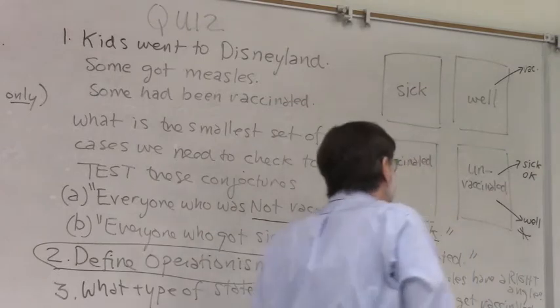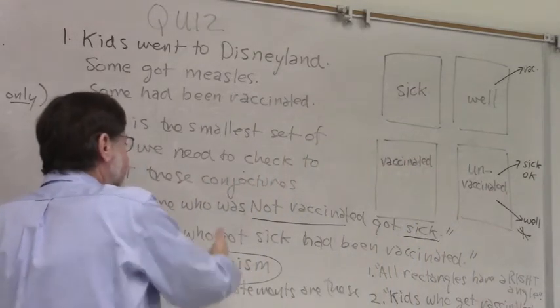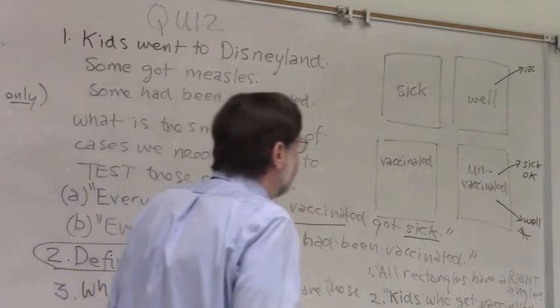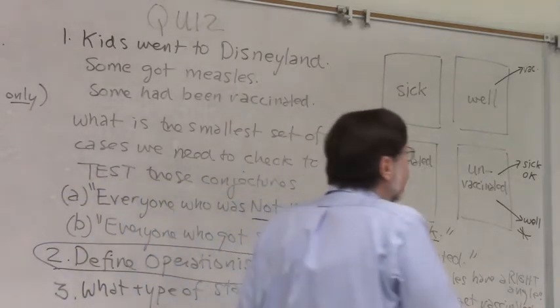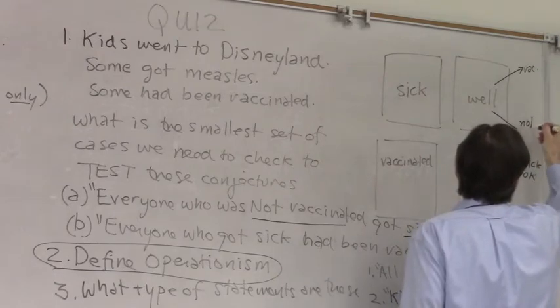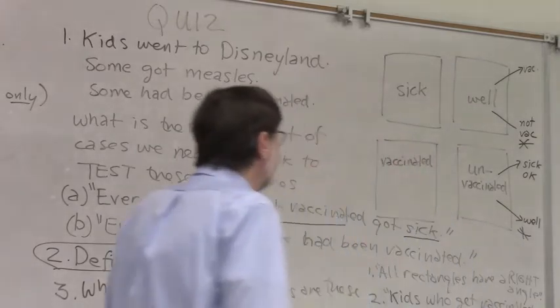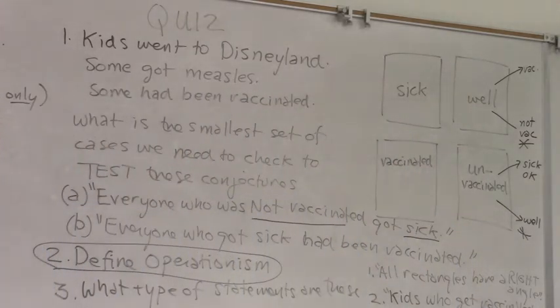So the well people, suppose there's a well person who is vaccinated. Is that okay? The statement doesn't say that the well people were or weren't vaccinated, right? But suppose there's a well person who is not vaccinated. That's no good. So the answer was you needed to check the well and the not vaccinated.